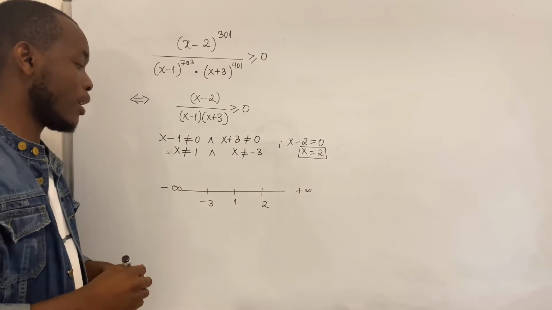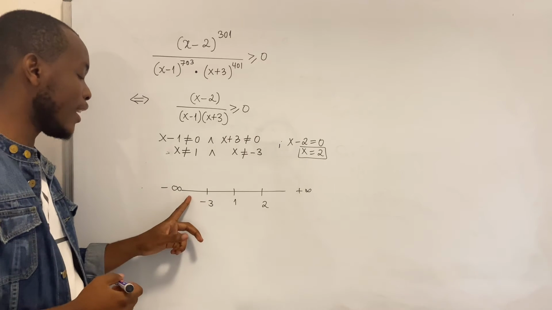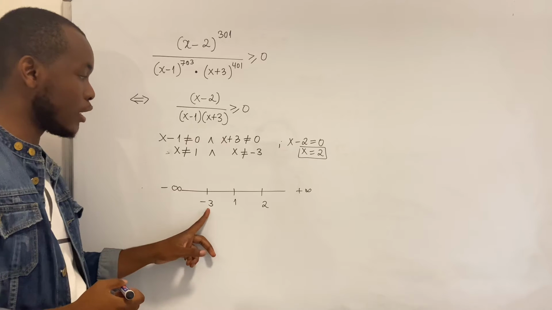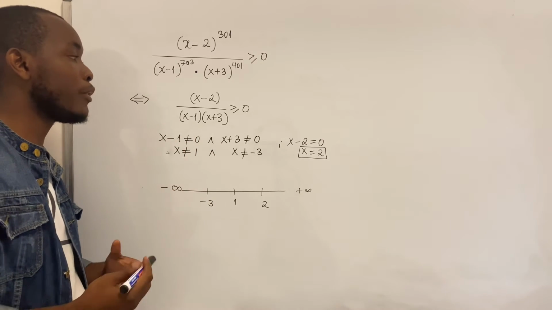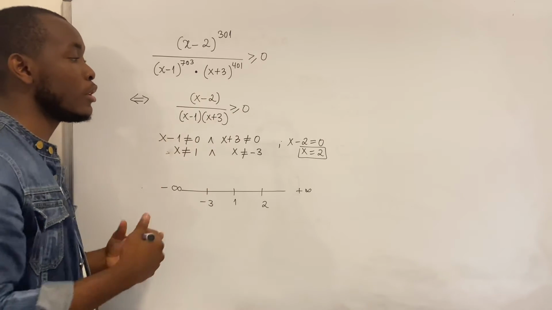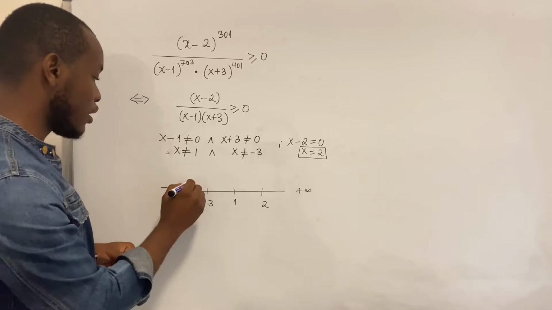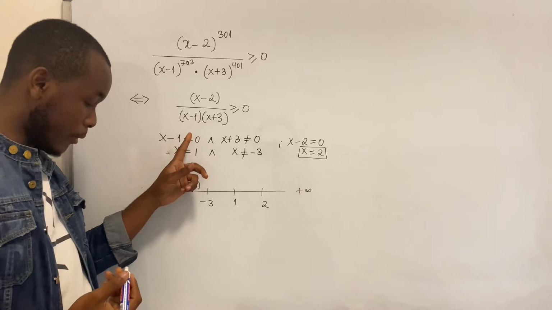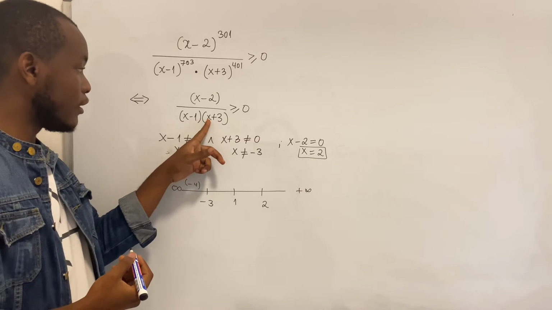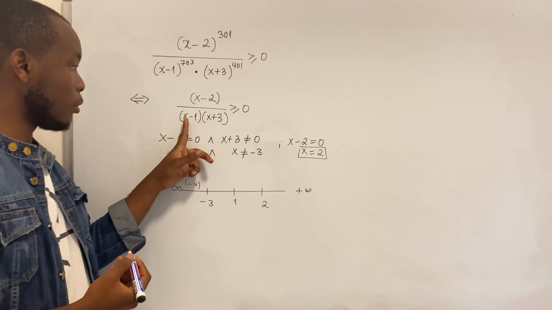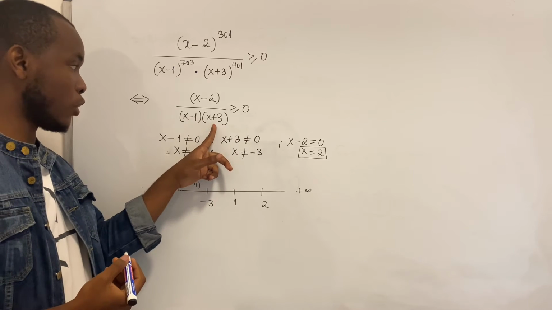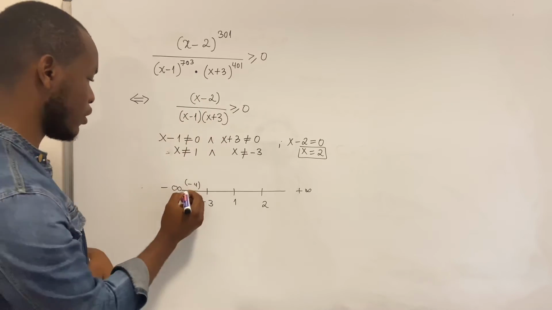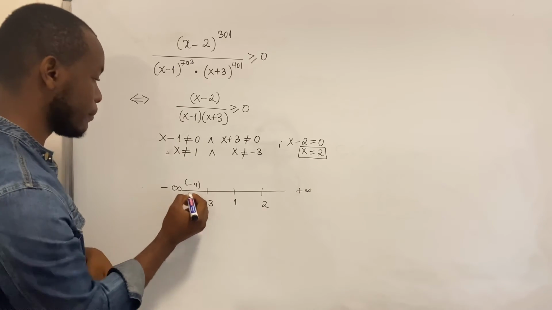So how do we go about it? We can take a number from this interval from negative infinity to minus 3 and try substituting there to verify if it satisfies the condition greater or equal than 0. We can take minus 4 here. If we put minus 4 here, we realize that here will be negative, here will be negative. Negative times negative is positive. Since here will be negative, negative divided by positive is negative. So this interval is negative.